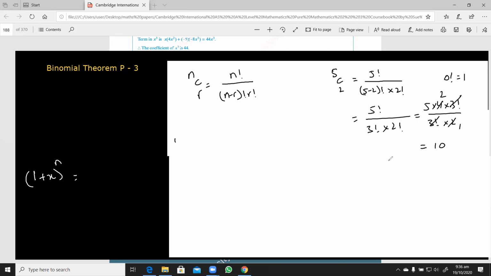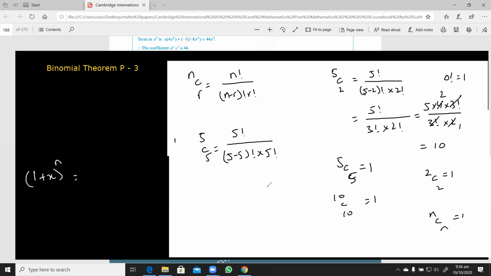Okay. There are some factorials, some nCr values that you need to learn by heart. For example, if there is 5C5 or there is 10C10, there is 2C2 or there is nCn, they all result as 1. Now let's see what is 5C5. According to this formula, 5C5 is 5 factorial over 5 minus 5 factorial into 5 factorial. What is 0 factorial? 1. And this 5 factorial is cancelled with the 5 factorial. This is already 1. So 5C5 is 1.